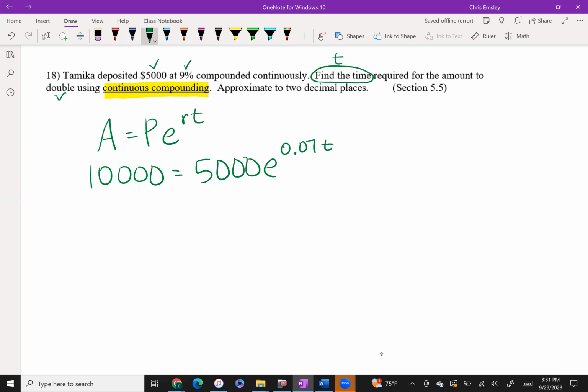So this is the equation we want to solve. We start off dividing both sides by 5,000. 10,000 divided by 5,000 is 2, doubling. That's where that comes from.